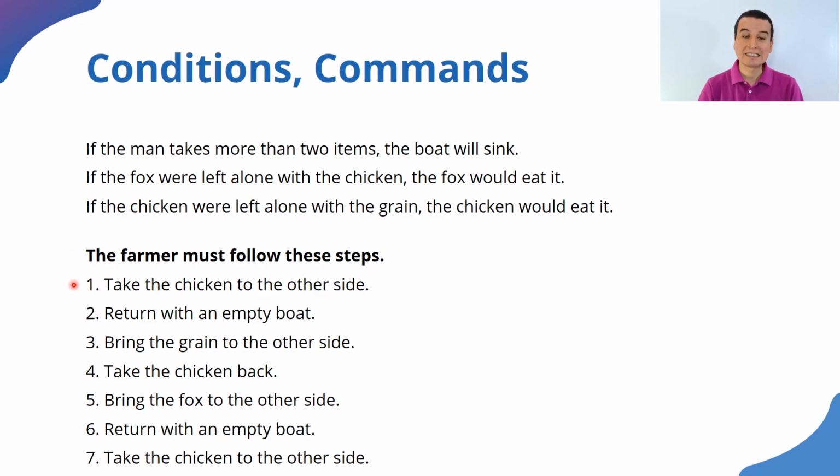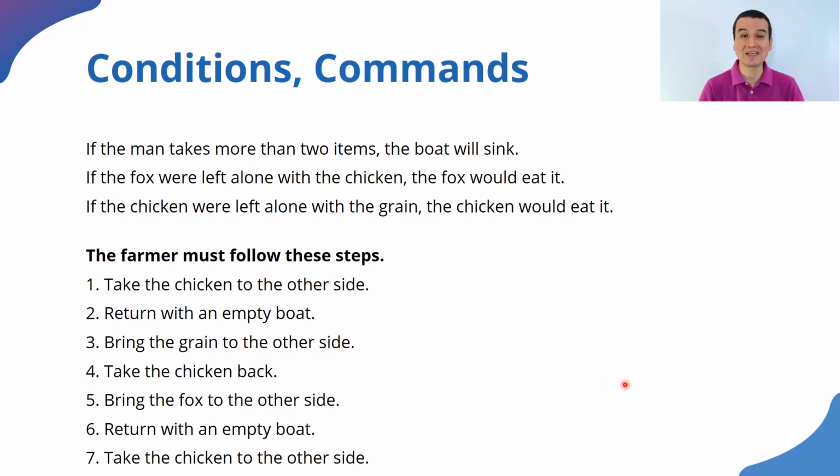Number 1, take the chicken to the other side. 2 items on the boat. Return with an empty boat, but the chicken is there. All right. Now, bring the grain to the other side. 2 items on the boat. Now you have the chicken there, so take the chicken back. Now, bring the fox to the other side. All right? Bring the fox to the other side, and you leave it with the grain.